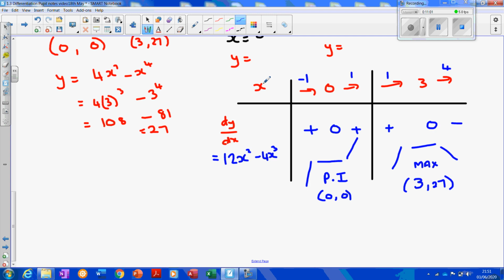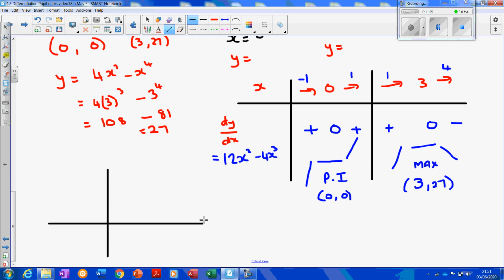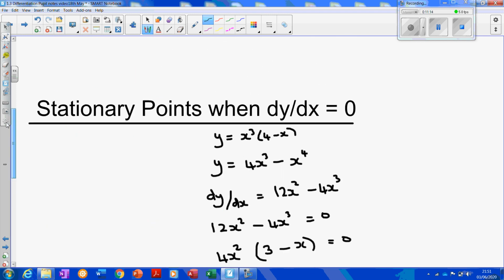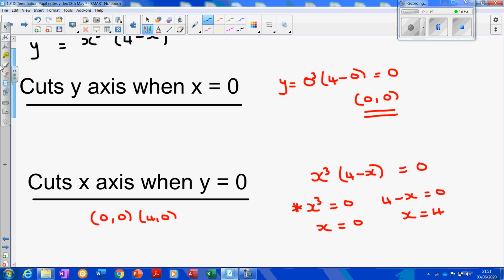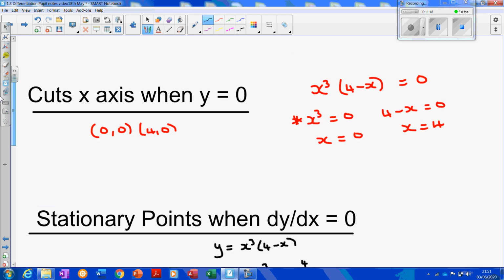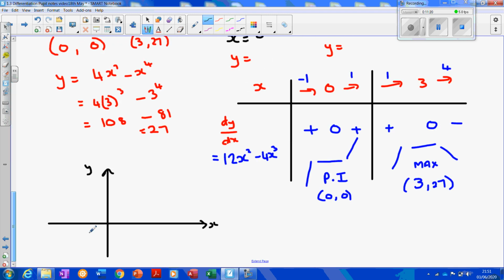Right, so if we do a wee sketch of that one, so draw your x and y axis. So there's your y-axis, there's your x-axis, and if I write down the points where it crossed the axis, so it crossed the y-axis at 0, 0, and we've got 0, 0 and 4, 0. So origin is 0, and then we've got the point here, which is 4, that's where it crossed the axis.